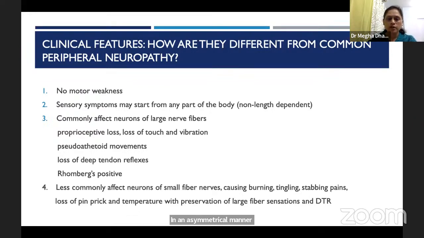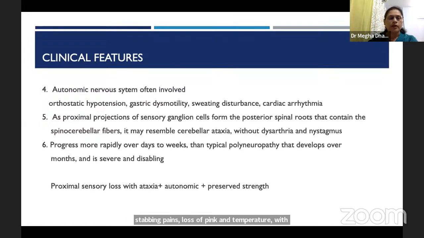Commonly, neurons of large nerve fibers are involved, leading to proprioceptive loss, loss of touch, vibration. Classically, there are pseudo-athetoid movements because of impairment of sensory sensations that are perceived, loss of deep tendon reflexes, and Romberg's is positive. Less commonly, however, neurons of small fiber nerves may also be involved, causing burning, tingling, stabbing pains, loss of pinprick and temperature with preservation of large fiber sensations and reflexes. Autonomic nervous system symptoms may also be seen.